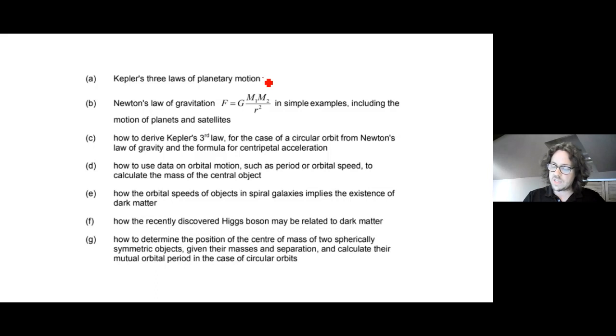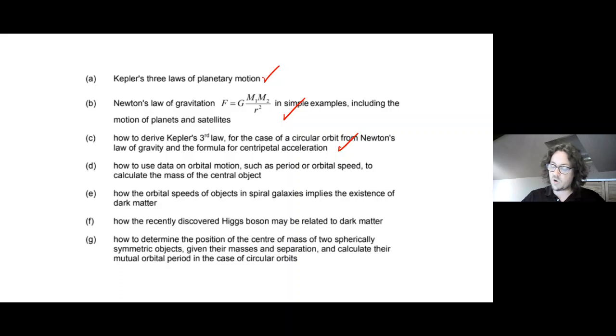So we're going to say Kepler's 3 laws of planetary motion done. Newton's law of gravitation in simple examples include the motion of planets and satellites. We've used that. How to derive Kepler's 3rd law, did that. And we're going to move on to this next bit now.